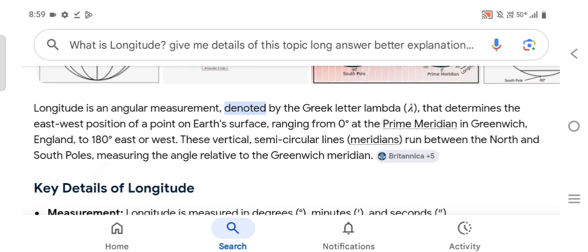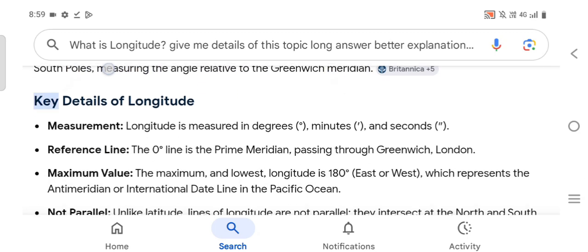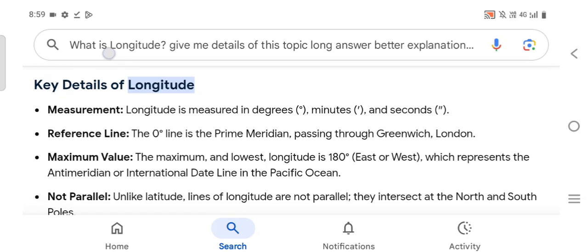Longitude is an angular measurement, denoted by the Greek letter lambda, that determines the east-west position of a point on Earth's surface, ranging from 0 degrees at the prime meridian in Greenwich, England, to 180 degrees east or west. These vertical, semicircular lines, meridians, run between the north and south poles, measuring the angle relative to the Greenwich meridian. Key details of longitude.